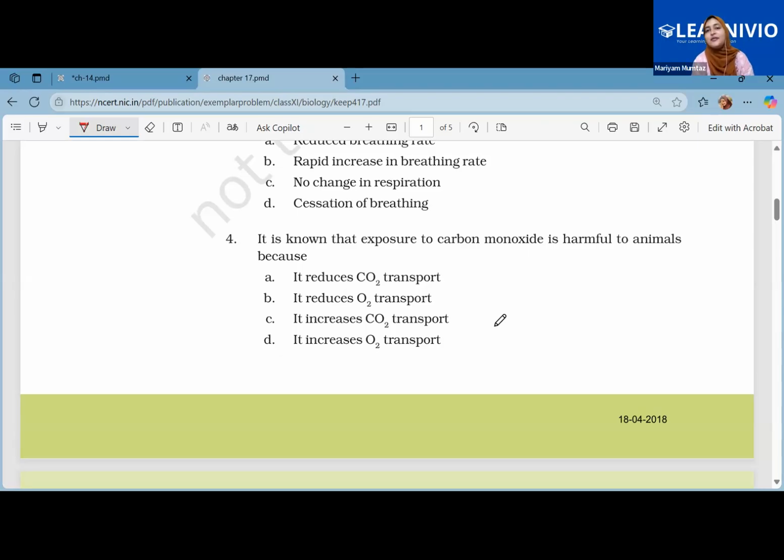So what is being formed in the entire body? What is being formed because of which O2 transport is being reduced? What is that combination called? Carbo oxy something. Carboxyhemoglobin. Right, because carboxyhemoglobin is forming because CO is combining with the hemoglobin. That is why the oxygen transport will be reduced. Clear?